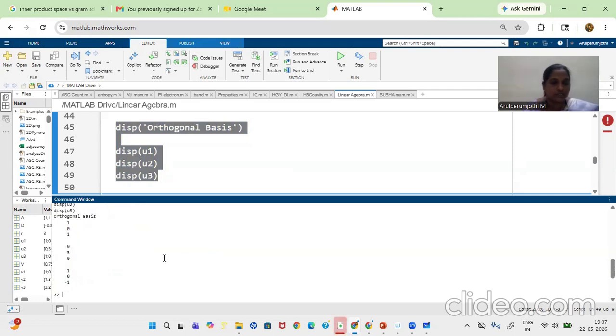Check your answers. See this: 1, 0, 1; 0, 3, 0; 1, 0, minus 1. So these are the answers. We have already manually solved this problem. So these are the orthogonal basis.